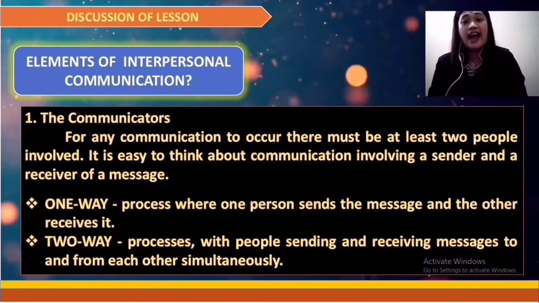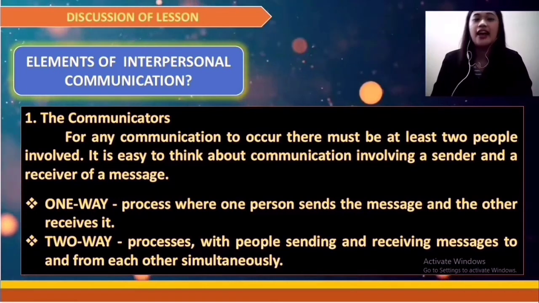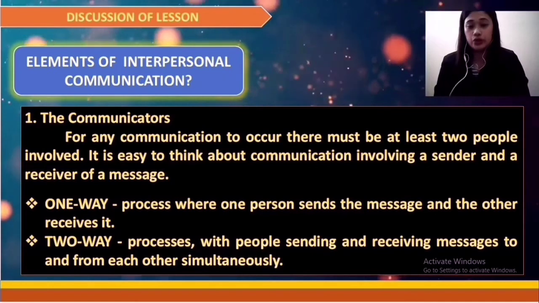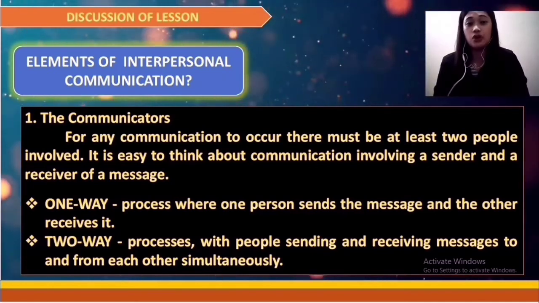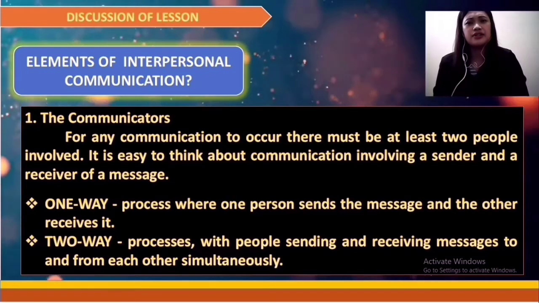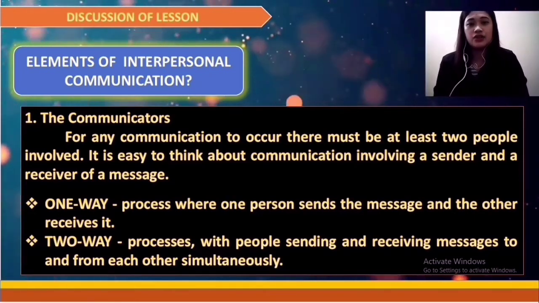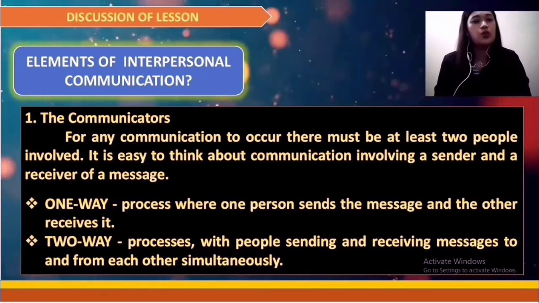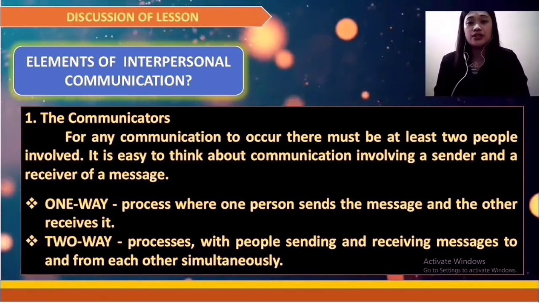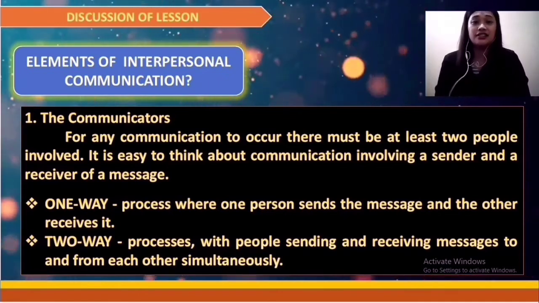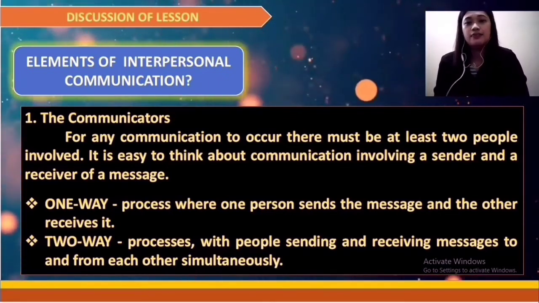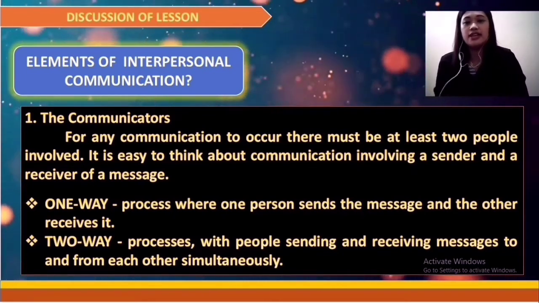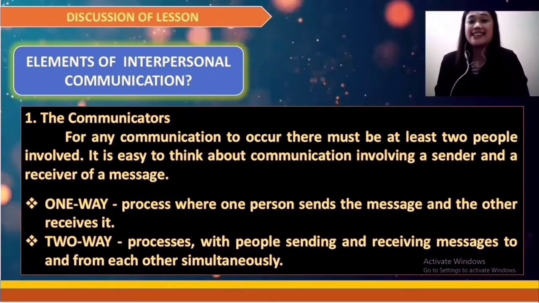Interpersonal communication has different elements, and the first one is the communicators. For any communication to occur, there must be at least two people involved. It is easy to think about communication involving a sender and a receiver of a message. Now, in this process, there are two ways. First is the one-way process, wherein one person sends the message and the other receives it. The second is the two-way process, wherein people send and receive messages to and from each other simultaneously.